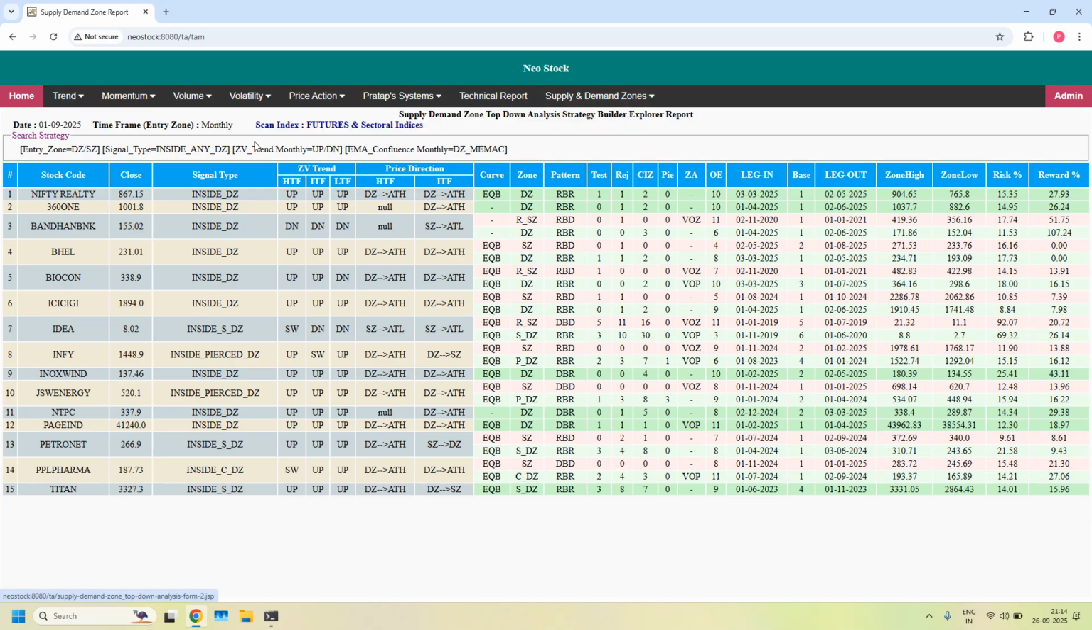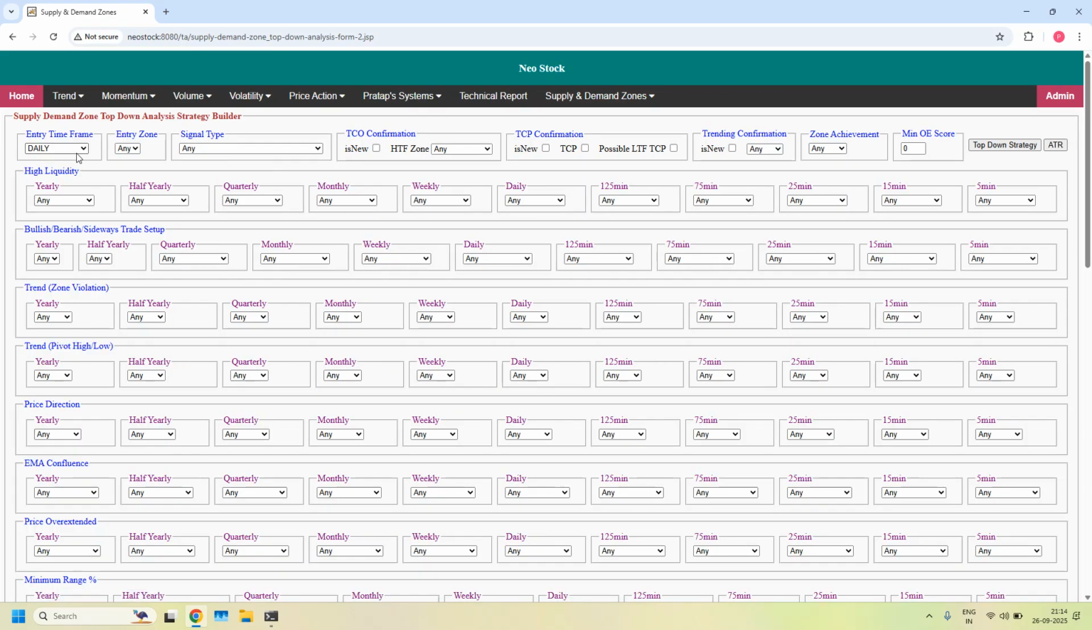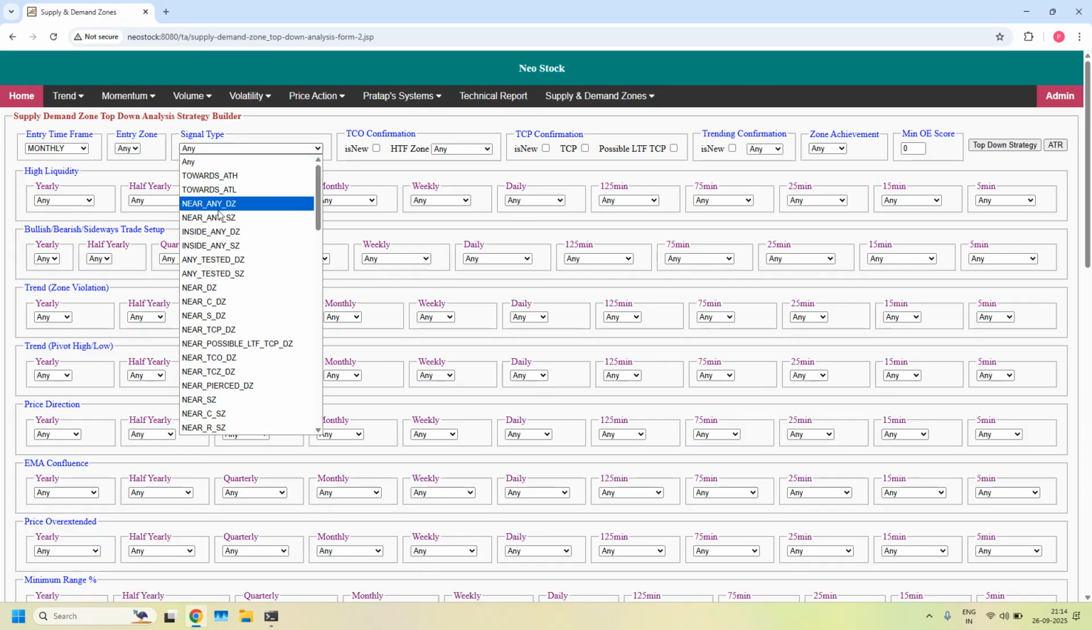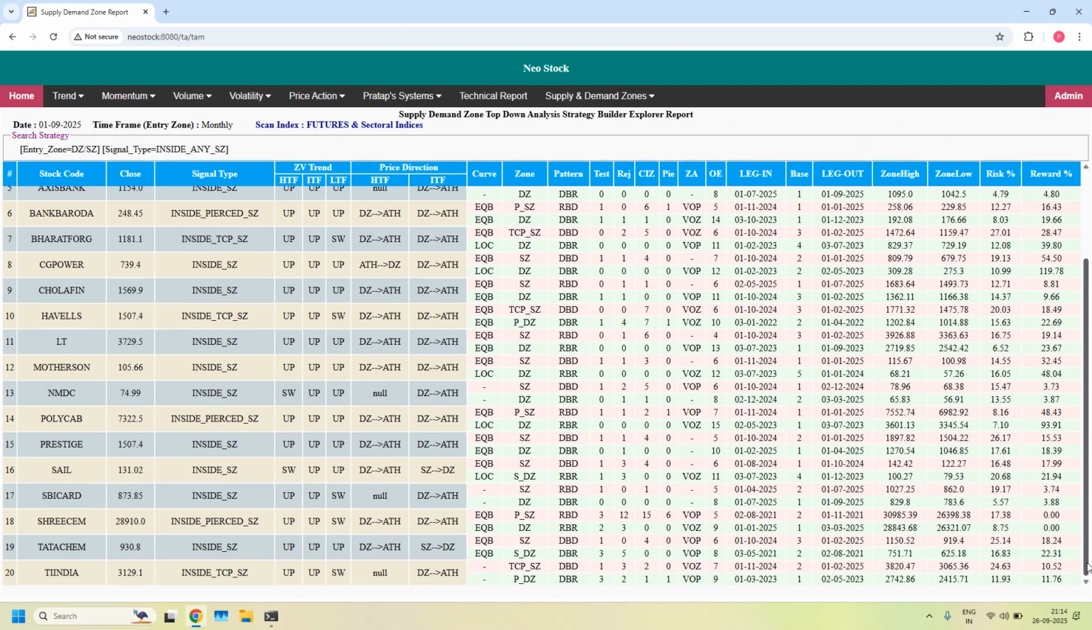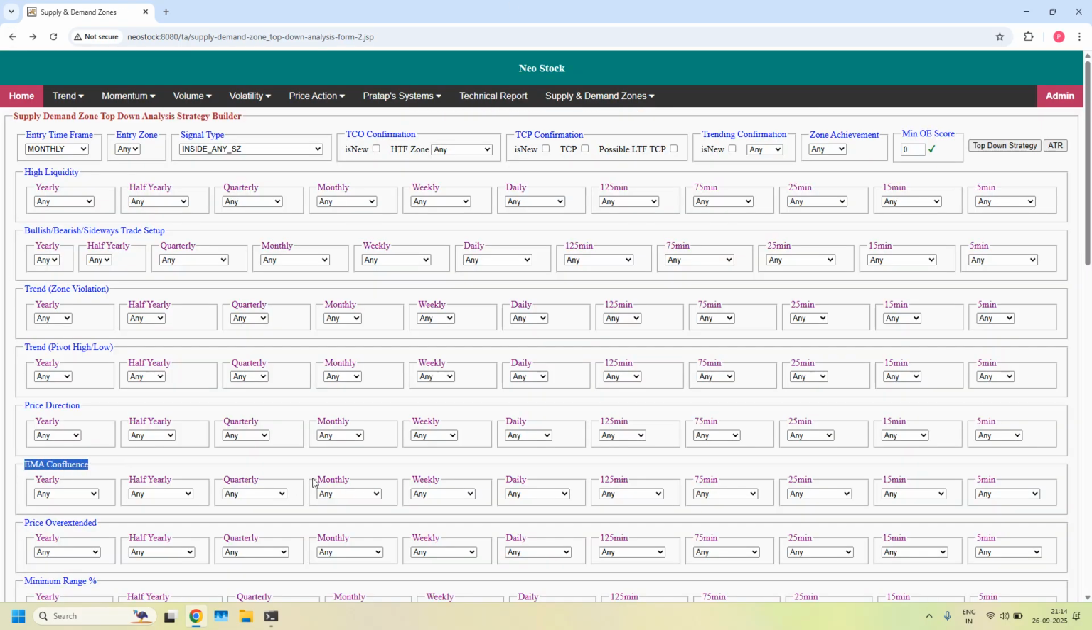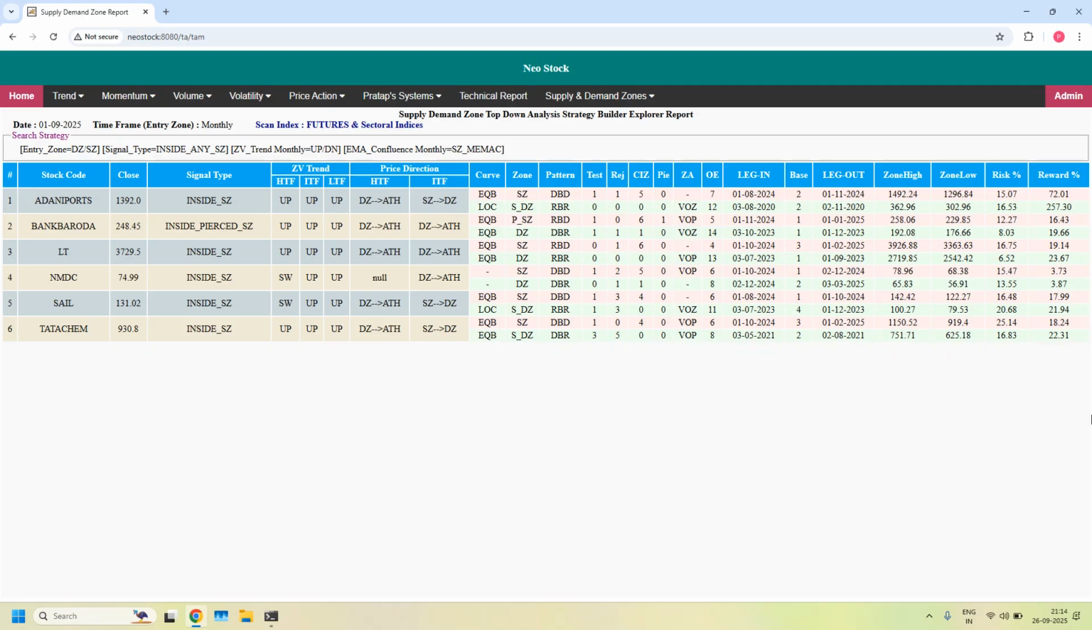Okay, next. Price closed inside the monthly supply zone. First 15 stocks in the list. Scrolling the list down. Total 20 stocks are filtered. We can further filter this list based on monthly supply zone having monthly EMA confluence. And also trend on the monthly should not be sideways. So we got 6 stocks.